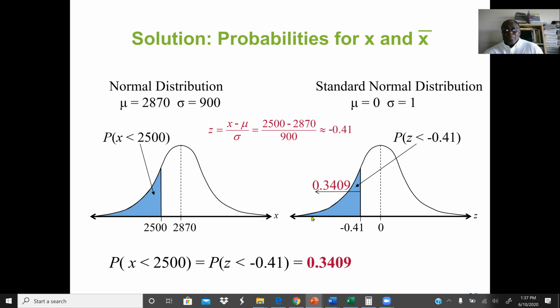Then we find the second part. So here, for example, we go to the table from the left. Whatever we get from the table will be our answer. So 0.3409. We don't need to subtract from one or add or anything because it's from the left to the value.